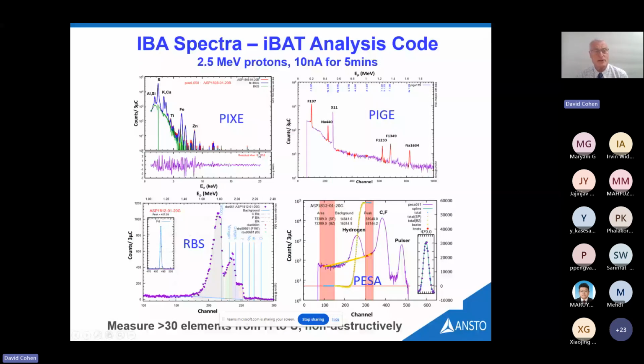These are spectra, 4 spectra from the 4 techniques I just mentioned. We have a code called IBAT, an analysis code, that analyzes these 4 spectra to give you elemental concentrations, basically, from the sample that you've hit with your heavy ions. In this case, these spectra are 2.5 MeV protons, 10 nanoamps of current, 10 by 10 to the minus 9 of an amp for 5 minutes. It's non-destructive. Now, the essence of this is, let's look at the X-ray spectrum.